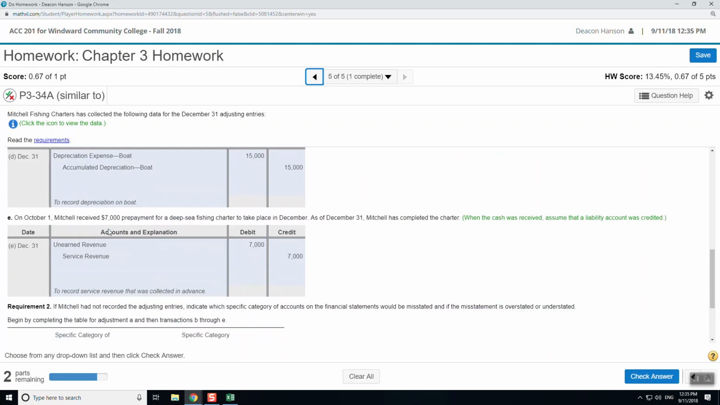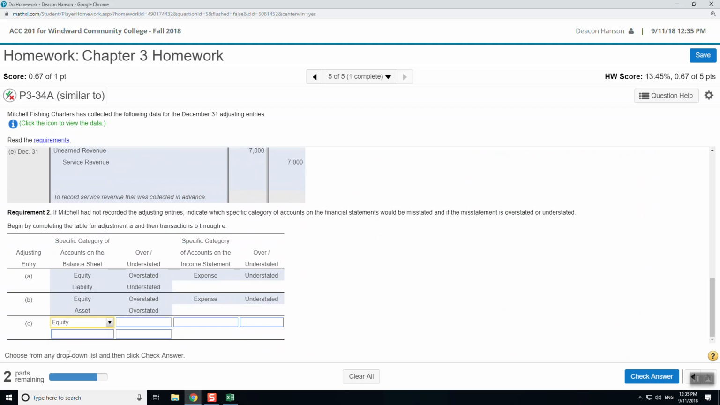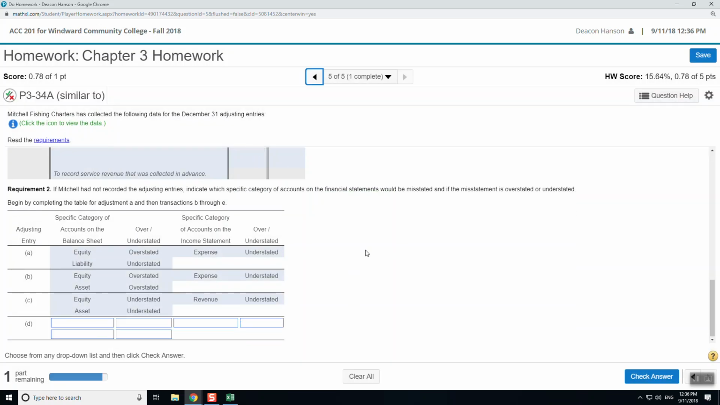So if I don't make that entry, if I don't increase my revenue, then my equity will be understated. I'm not showing enough revenue on my income statement, so I'm not showing enough net income. I'm not showing enough retained earnings. I'm not showing enough equity. And my asset, which is accounts receivable, would be understated. I'm not showing enough of what is owed to me. And then revenue would be understated. What was D?